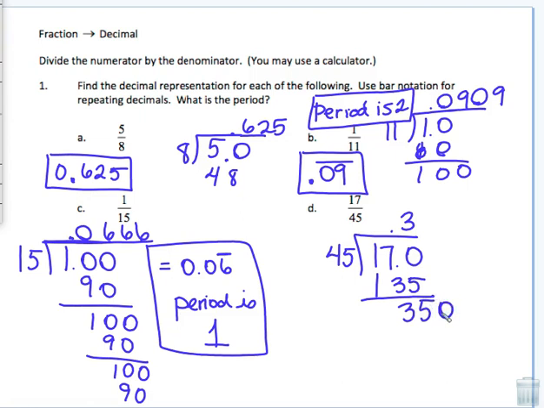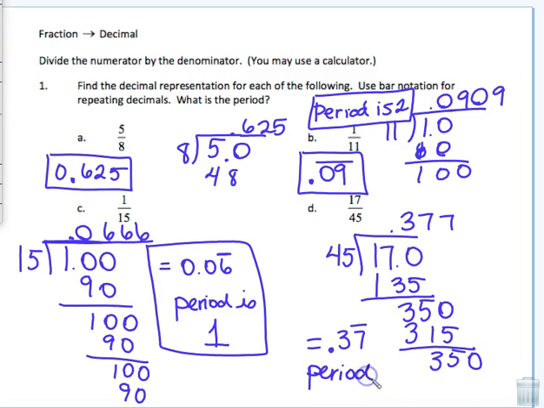45 into 350, that would be 7 times, giving me 315. That's going to be 35 again, add a 0. So it's going to be 7 times again, and that's going to keep repeating that 7. So for this answer, my answer is decimal point 37, but only with the line above the 7 because the 7 is the only thing that repeats. Once again, since I just have one digit that repeats, that means on this one, the period is 1.